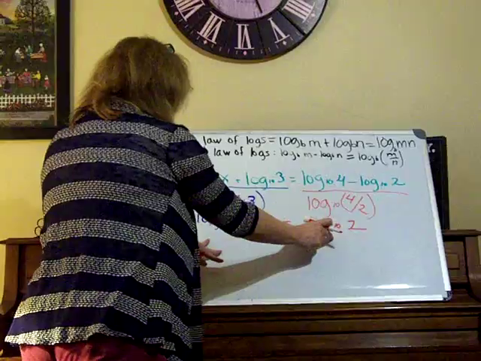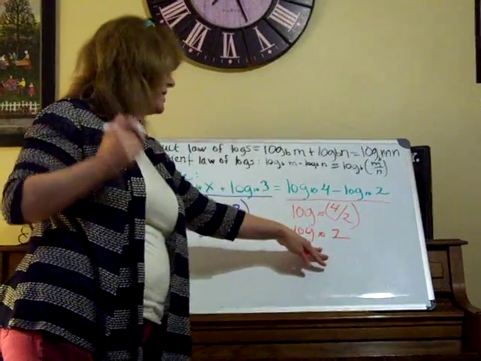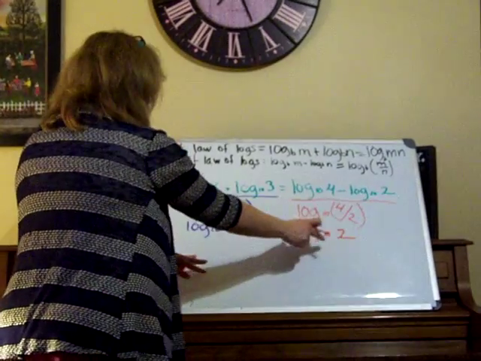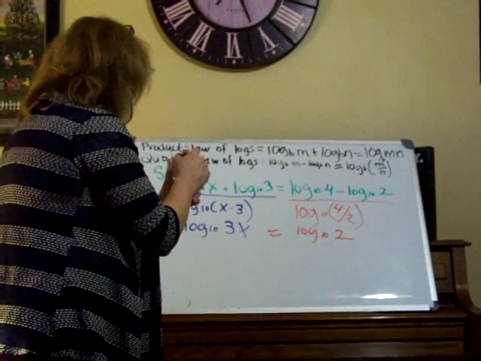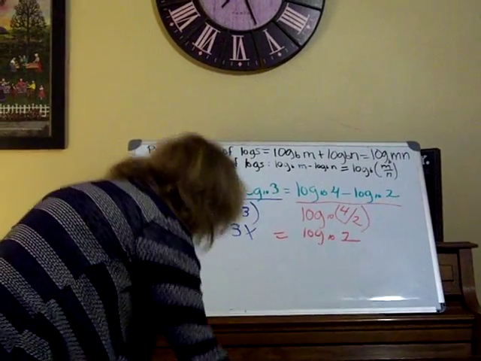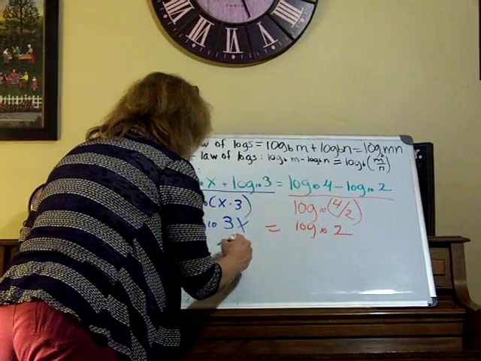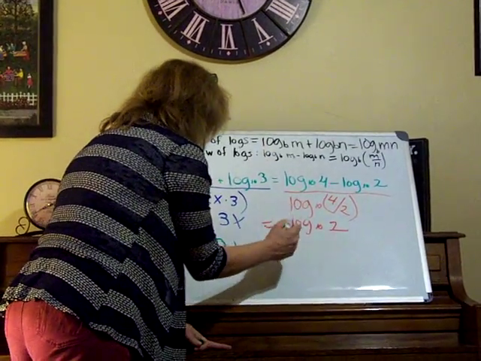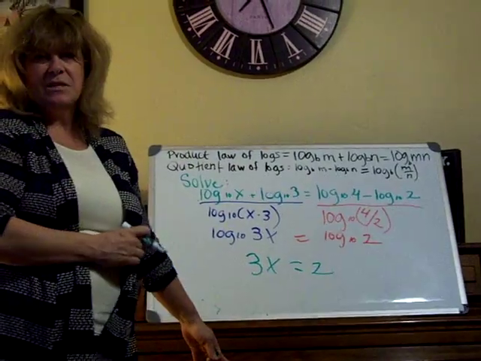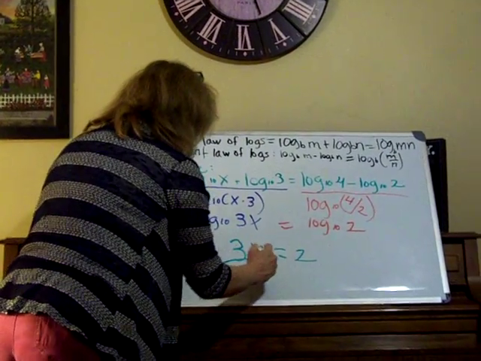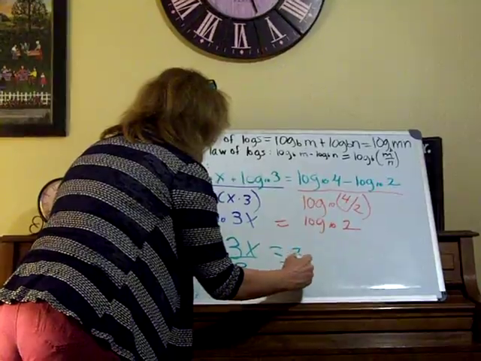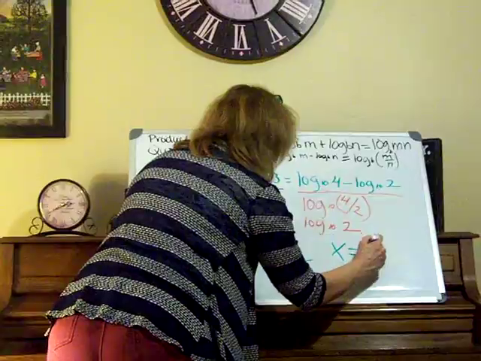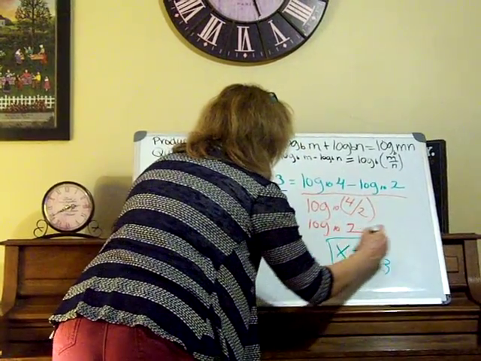Now, because we have log base 10 and log base 10 on both sides, because those are equal, we can do some tricks and make them go away. So we actually end up with 3x equals 2. Now just doing some simple algebra, we can divide both sides by 3. And our answer is x equals 2/3.